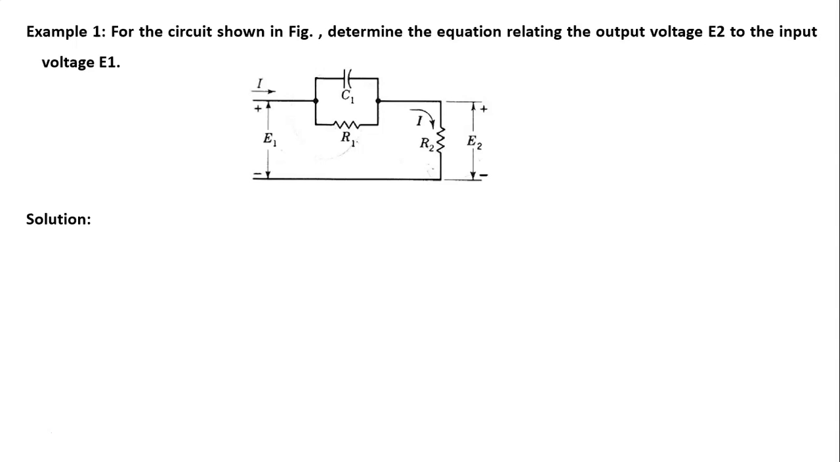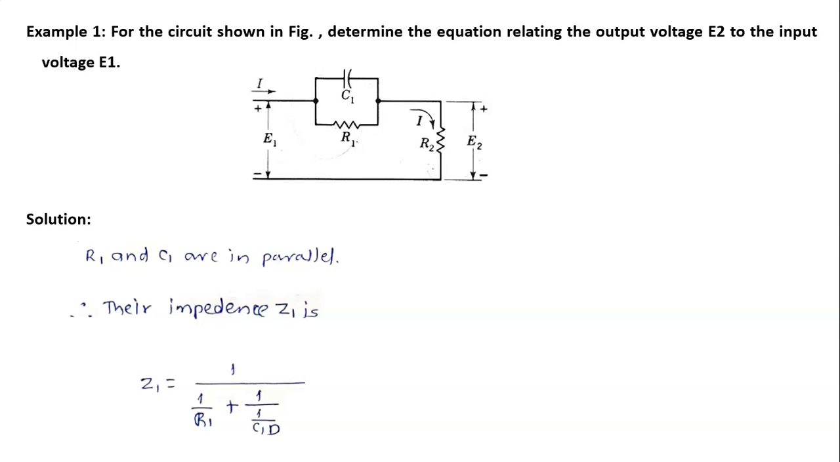Now, first step, we will go step by step. From the diagram, we are observing that R1 and C1, that is resistance R1 and capacitance C1, are in parallel. Therefore, their impedance Z1 is, now when elements are in parallel, what are we writing? Their impedance is equal to 1 divided by the sum of reciprocals of impedances of each element. Therefore, Z1 is equal to 1 divided by 1 upon R1 plus 1 divided by 1 upon C1D, because the impedance of a capacitor is 1 upon CD.